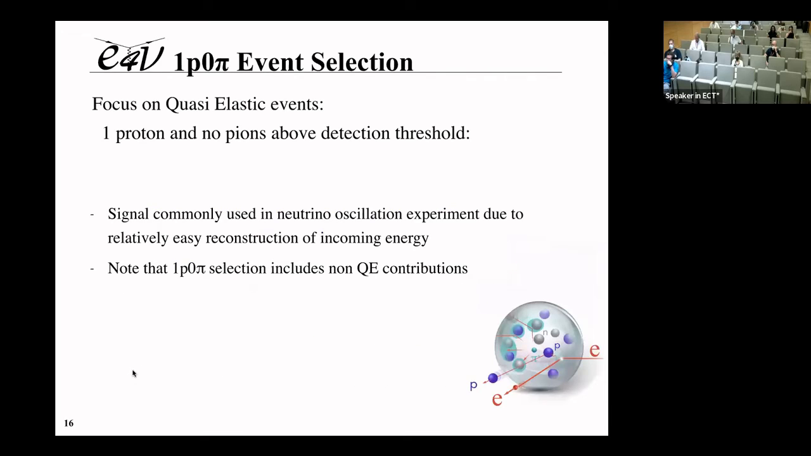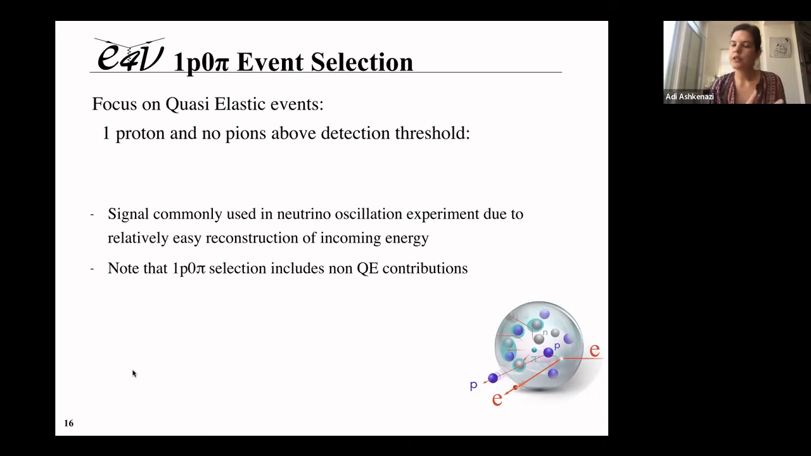I've mentioned that because we were focusing in our first project on quasi-elastic-like events. So we chose events with 1 proton and no pions above detection threshold in the final state. We chose that because it was the simplest thing to do as a first go, and also this signal is commonly used in neutrino oscillation experiments. We thought that reconstructing the energy in quasi-elastic-like events would be fairly simple.